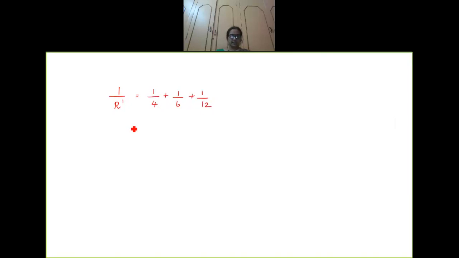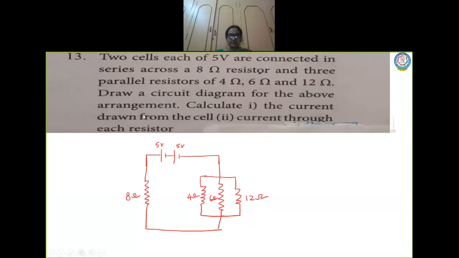Okay, so what will be the LCM for this? The LCM for this will be 12. So I have 3 plus 2 plus 1. So 5 plus 1, 6 by 12, which is 1 by 2. Okay? Now 1 by R dash is 1 by 2. R dash is 2 ohm. So what is the effective resistance R dash? I am talking about the effective resistance of this, which is 2 ohm.